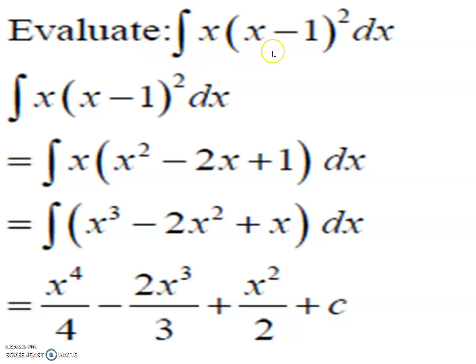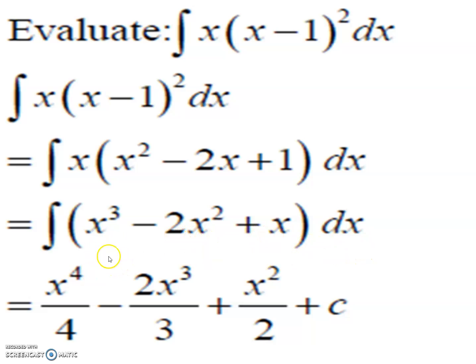Evaluate the integration of x into (x minus 1) bracket square dx. We have x remain as the same. (x minus 1) bracket square is x square minus 2x plus 1. Now we have to multiply x to the bracket: x cube minus 2x square plus x dx.